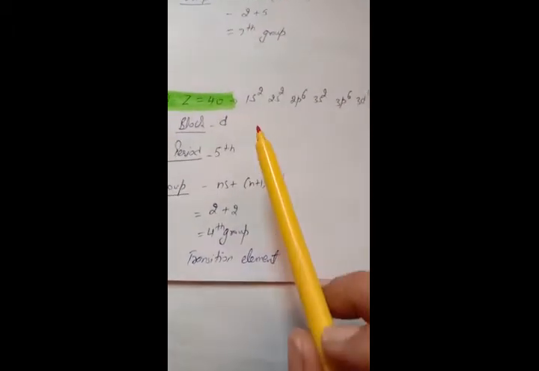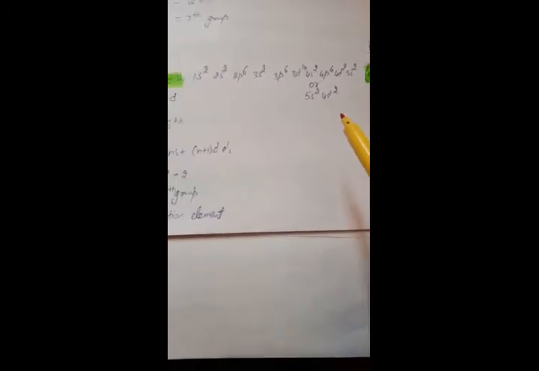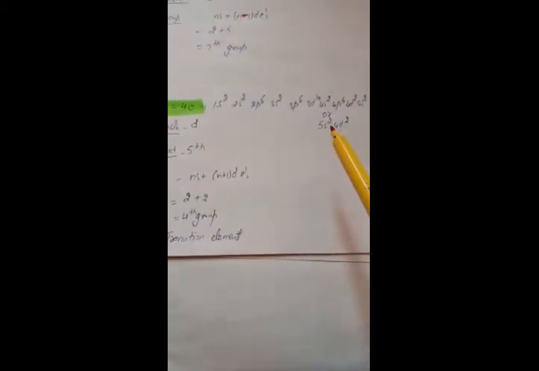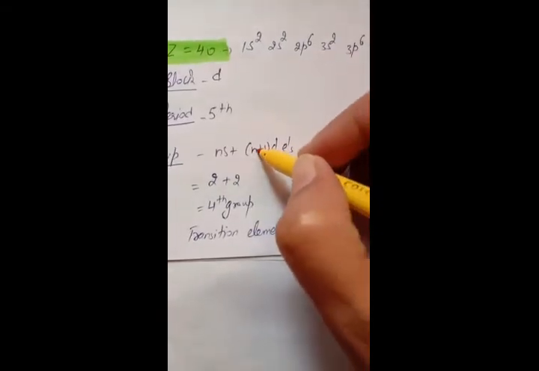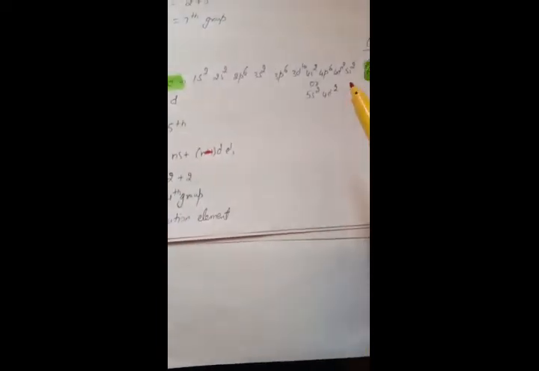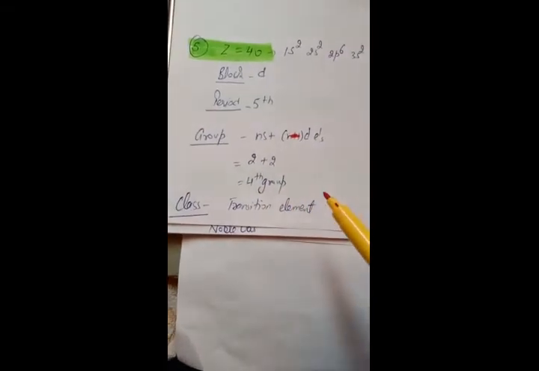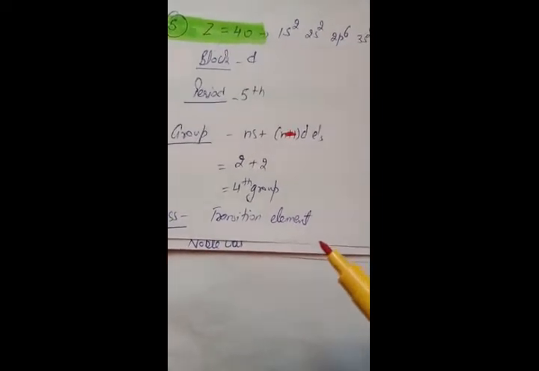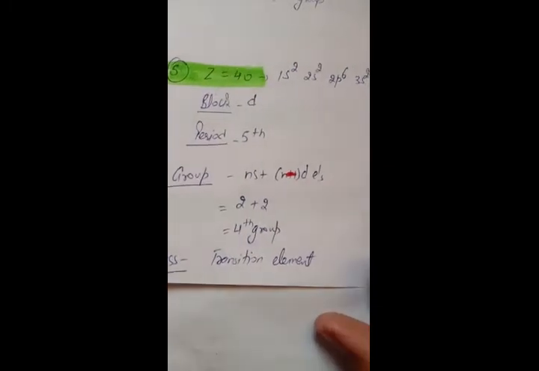Same way, if Z is 40, we'll write its electronic configuration. You can write the noble gas configuration also, and see here the last electron enters into the d subshell, so its block is d, and the highest n number is 5, so its period is 5. Because it's a d block element, again we'll apply the formula ns plus (n minus 1)d. How many s electrons are there? 2, d are 2, so 2 plus 2, 4. So it's a 4th group element. Groups 1 and 2 are s block elements, then 3 to 12 are d block, also called transition elements. So this is an element of the 4th group and its class is transition element.